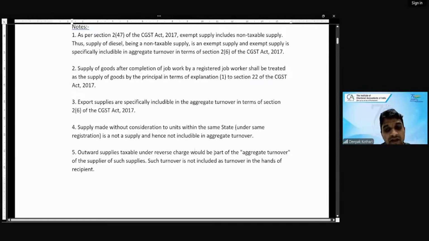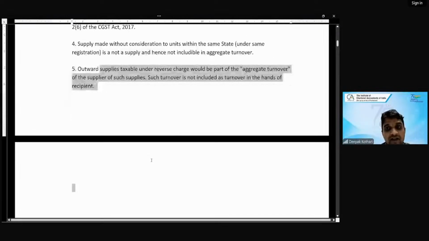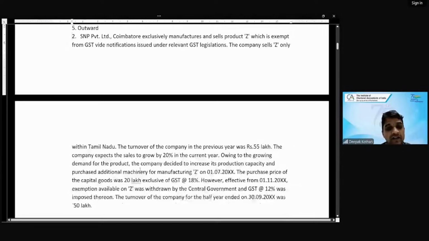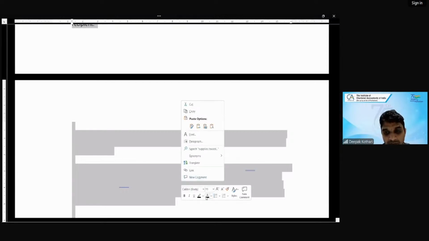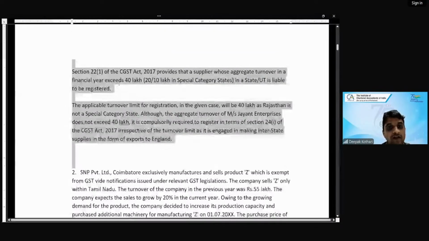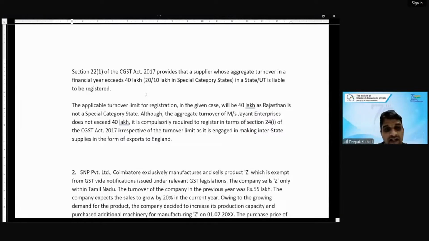Outward supplies taxable under reverse charge should be part of the aggregate turnover of the supplier of such supplies. Such turnover is not included in the turnover in the hands of the recipient. And Section 22 of the CGST Act provides that a supplier whose aggregate turnover in the financial year exceeds 40 lakhs in a state is liable to be registered. The applicable turnover for registration in this case will be 40 lakhs, as Rajasthan is not a special category state. Although the aggregate turnover of the Giant Enterprises does not exceed 40 lakhs, it is compulsorily still required.